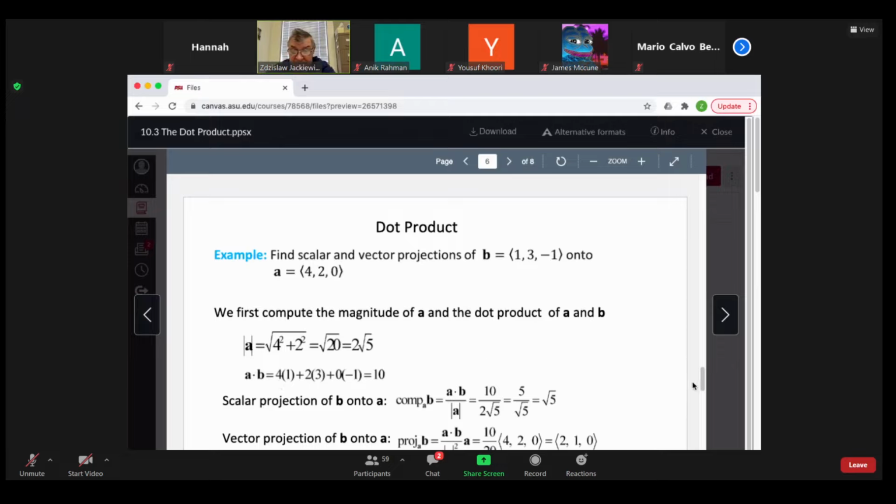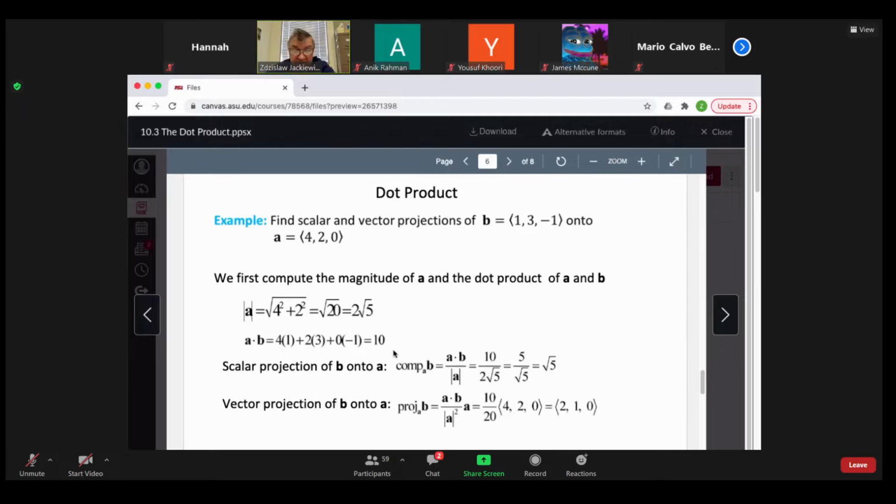And the dot product is 4 times 1 plus 2 times 3 plus 0 times minus 1. So it looks like it's 10. So that dot product is 10.